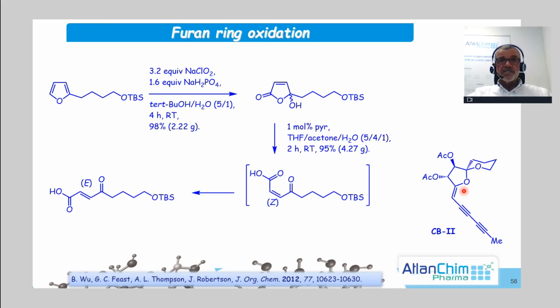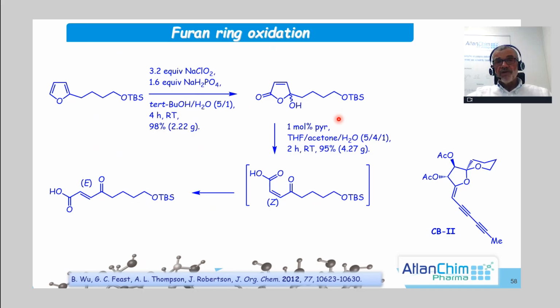To end this section, in the first step of the total synthesis of this enol ether spiroacetal natural product, this furan derivative was efficiently oxidized according to the classical sodium chlorite oxidation procedure to give this gamma-hydroxybutenolide in 98% yield on a scale of about 2 grams.